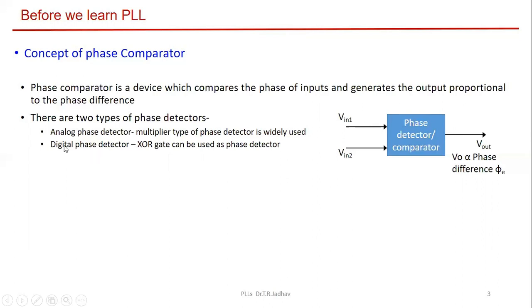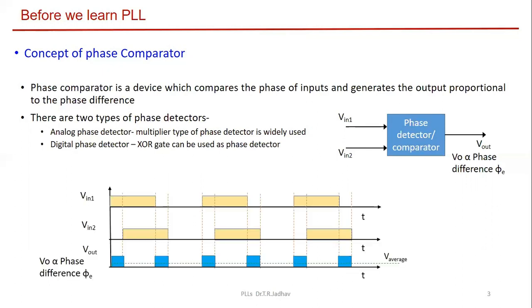The most popular digital phase detector is the XOR gate. So I am going to explain this XOR gate in detail. This is what the phase comparison is. We have input 1 here, input 2 here. Input 2 is phase shifted. Although both V in 1 and V in 2 have the same frequency, there is a phase shift.